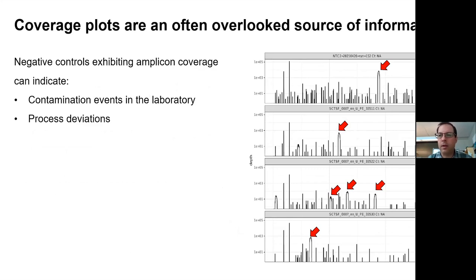The other thing that you can spot from coverage plots is that the negative controls do tend to have some random amplicon coverage. This has been reported, I think, by every site using the Arctic panel. Amplicon coverage looks like a broad peak, about 300 bases wide. These can indicate random contamination events in the laboratory or process deviations.